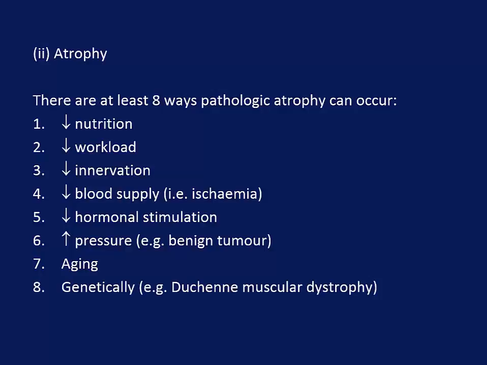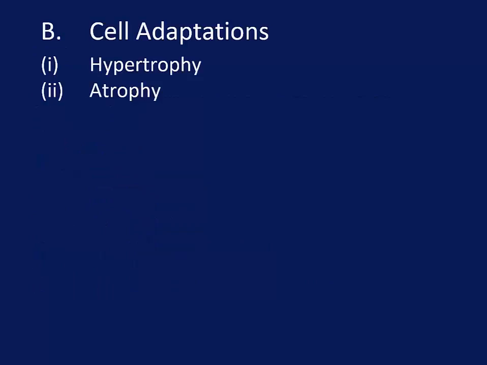The final one is associated with genetically caused atrophy, and something like Duchenne's muscular dystrophy, where there is a gene missing and therefore a protein missing that causes atrophy within skeletal muscle. The one we saw before with Alzheimer's disease is a genetic disease, increasing the likelihood of atrophy due to deposition of certain proteins within neurons. So there we have it. We have 8 ways in which we can get atrophy, and that is pathological atrophy.